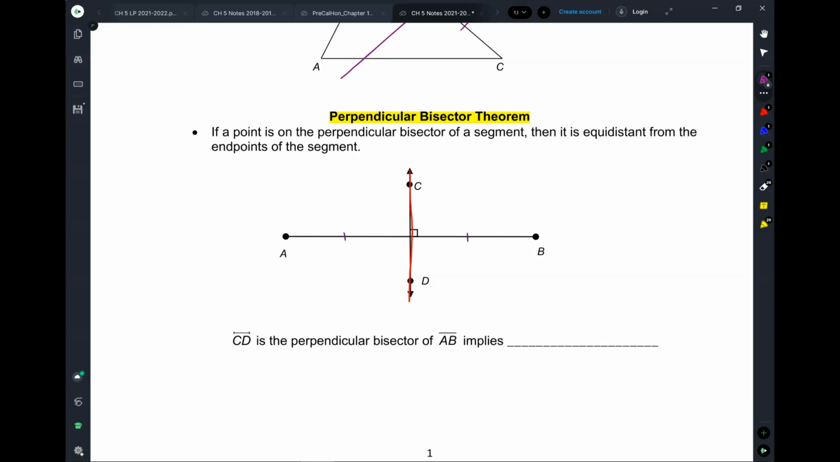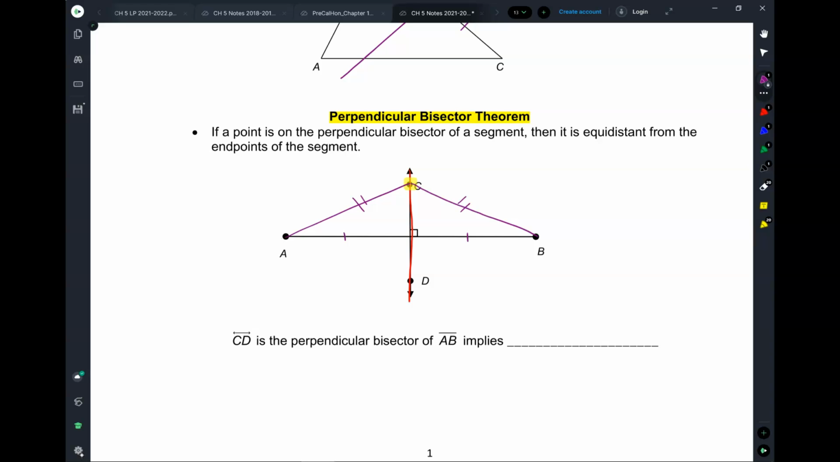Now, if you close your eyes and pick any point on that red line, we're going to use this C here. Use your ruler to draw a line from A to C and measure that line. Then draw a line from C to B using your ruler and measure that line and tell me what you get. The theorem says that the distance from any point on the perpendicular bisector is the same to either of the endpoints.